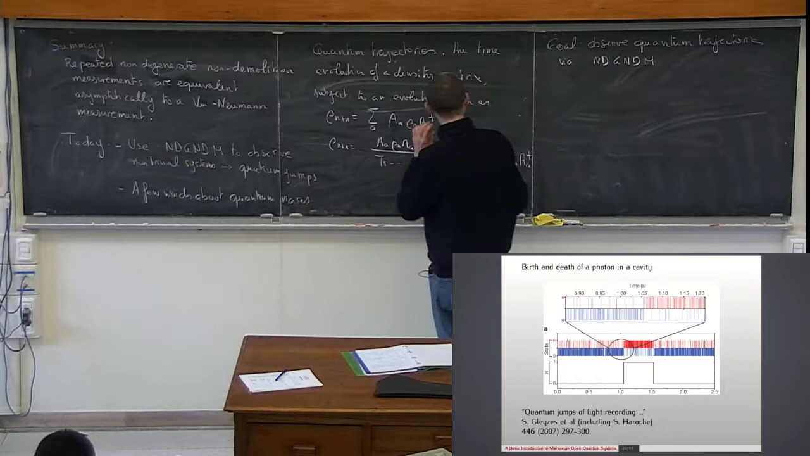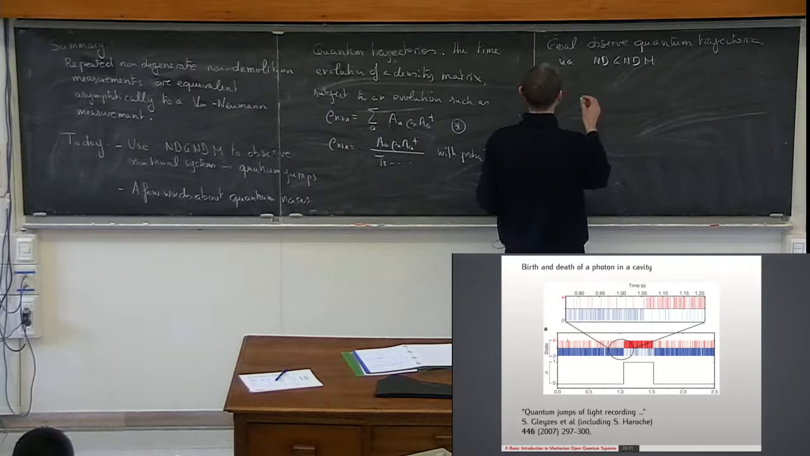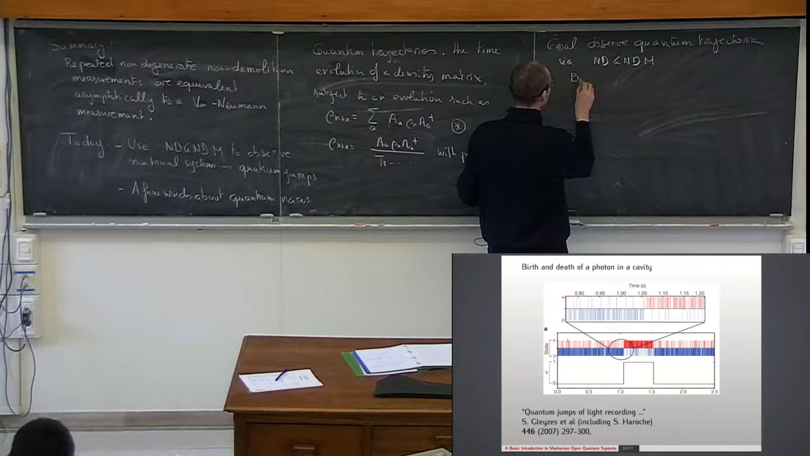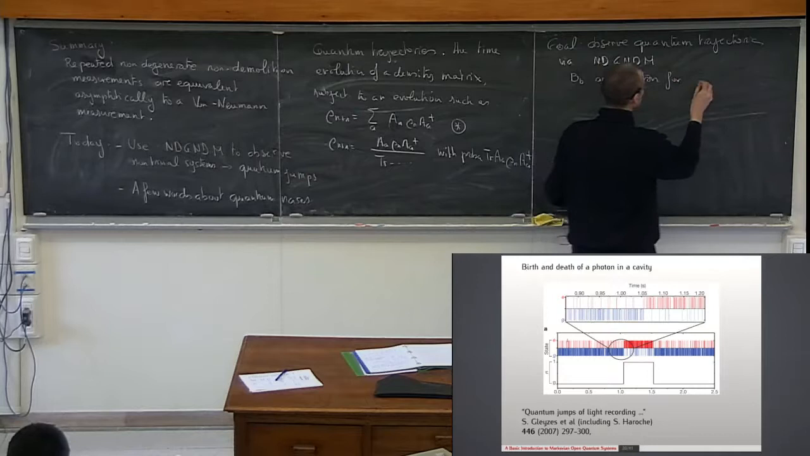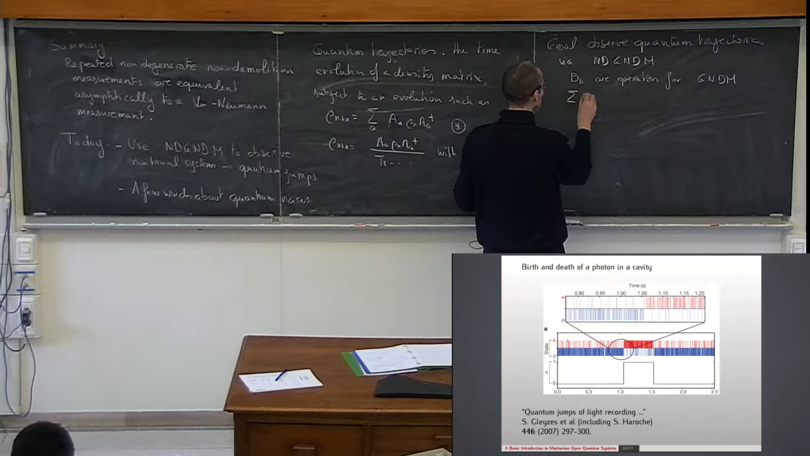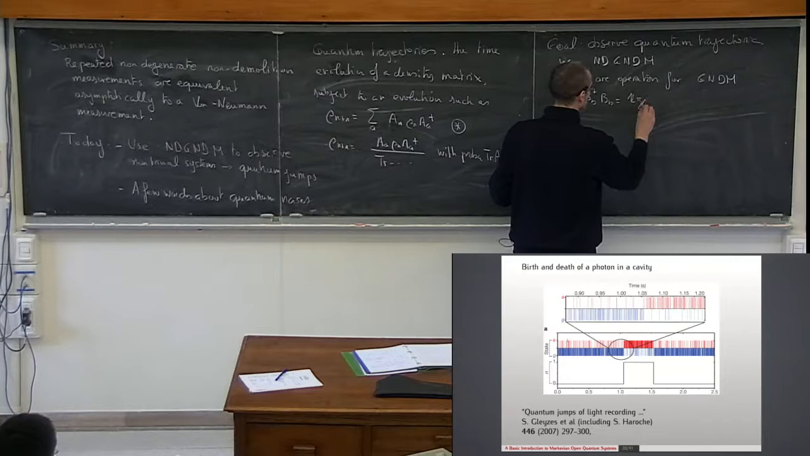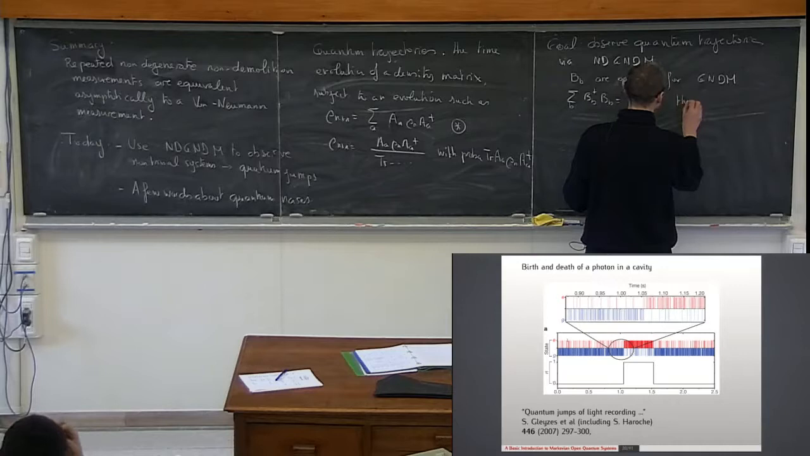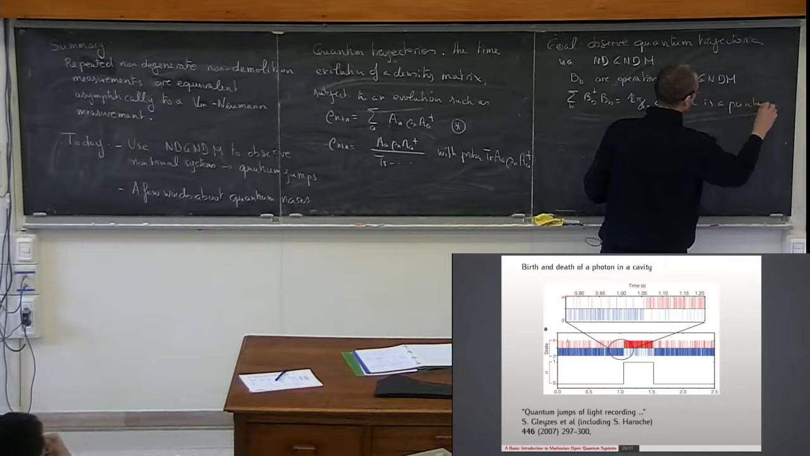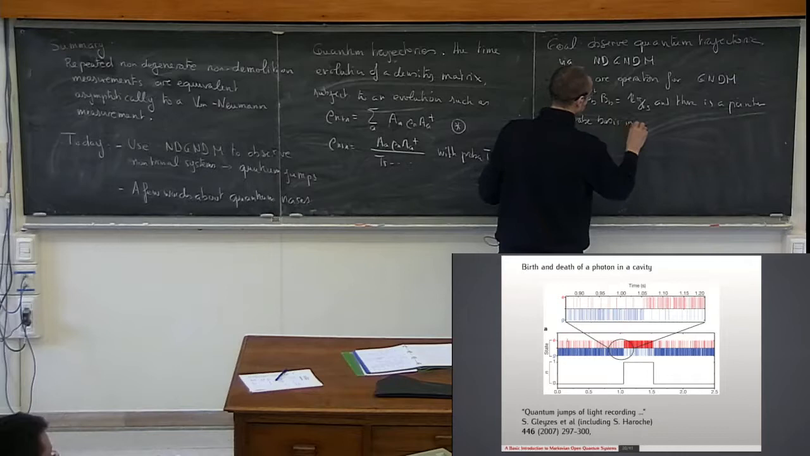And how is this done? Well, I will change a bit the names, but imagine that I have operators B for quantum non-demolition measurements. Which means, as usual, the sum over B of B dagger B is equal to the identity on H_S, as usual. And there is a pointer state basis in which all the B's are diagonal.